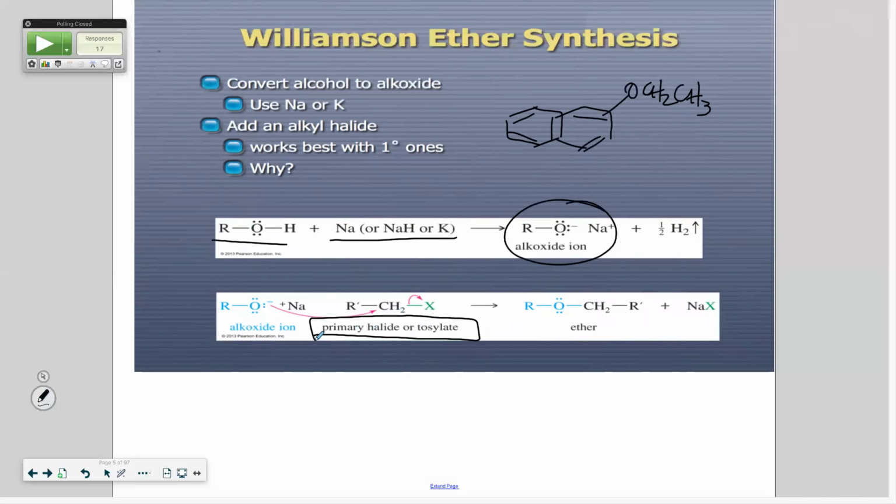If you have a secondary or a tertiary halide, it will act as a base and eliminate, and you'll get elimination major, not substitution. Okay, so this is how you can make those. Okay?